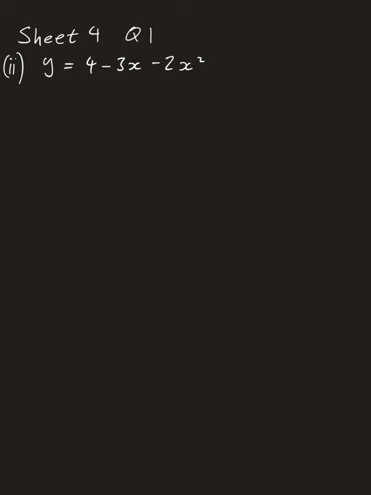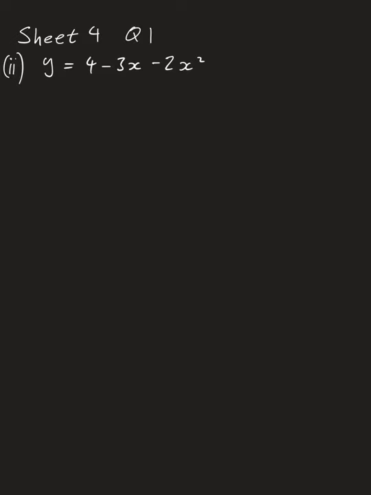We're going to look at some examples of finding maxima, minima and points of inflection for functions. So we'll be looking at exercise sheet 4 and we start with question 1 part 2. Here we have y is equal to 4 minus 3x minus 2x squared, and we need any local maxima, local minima or points of inflection.